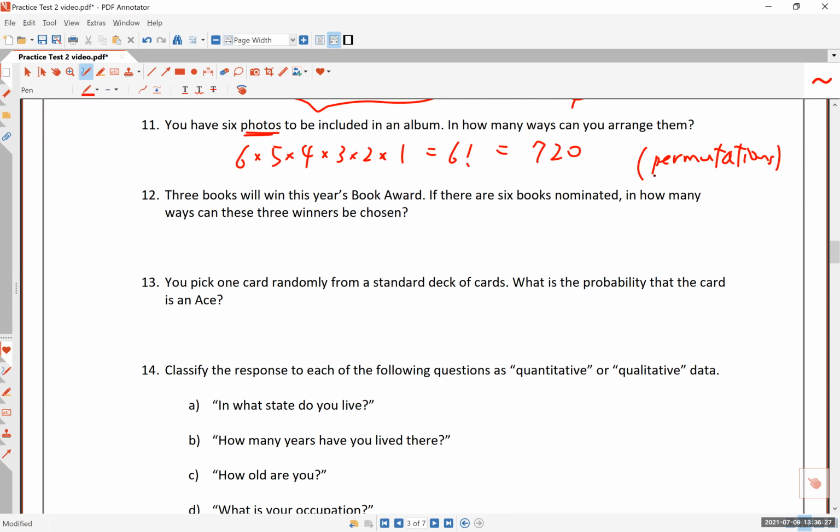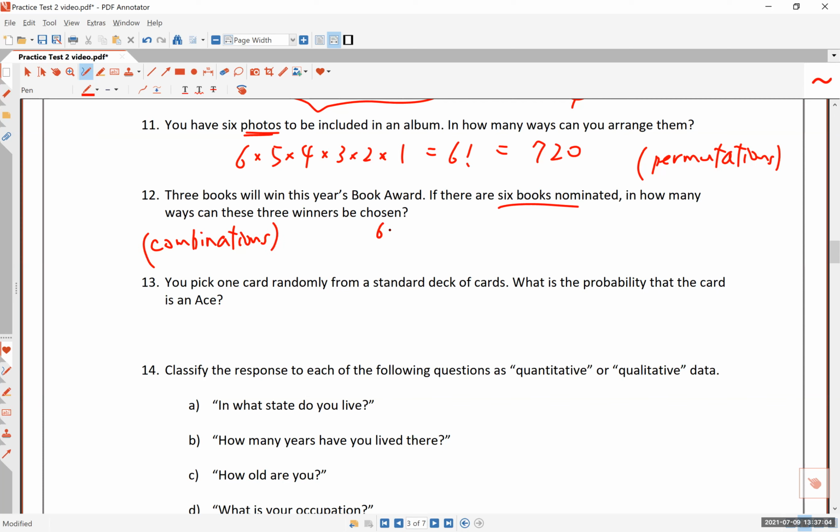Number 12, 3 books will win this year's book award. If there are 6 books nominated, how many ways can you choose the 3 winners? And the 3 winners are not ranked. Okay, in other words, the order is not important. The 3 chosen books will have an equal value. It does not matter which one is called first. So this is repetition not allowed because you can't have 1 book win 3 times. Repetition is not allowed and the order is not important. So this is a classic combinations problem.